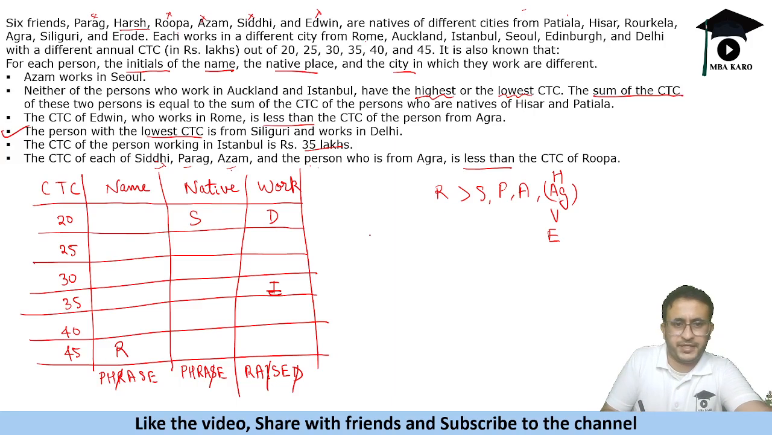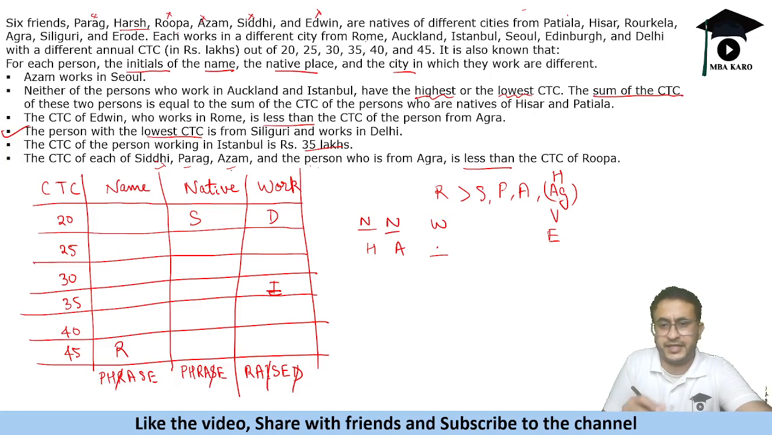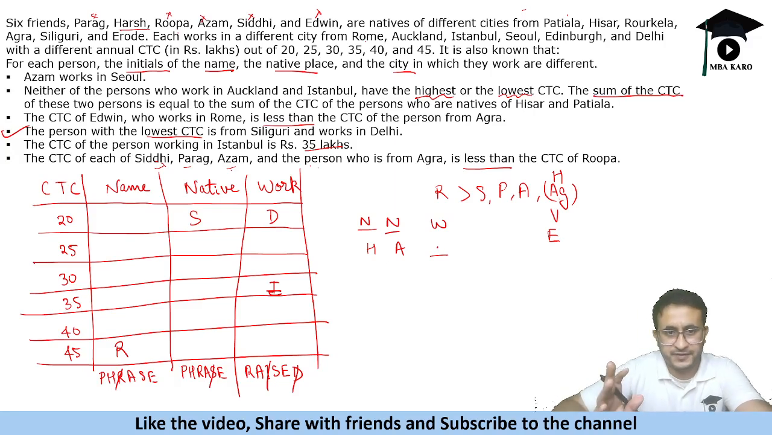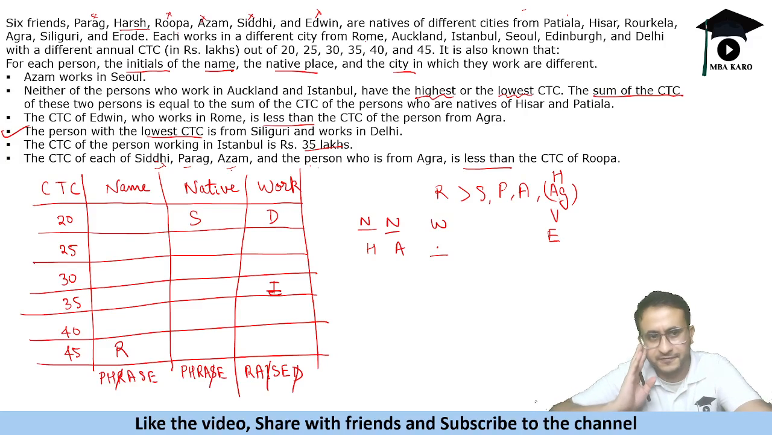So let us make a pair here: Harsh, Agra. Name, native, and work. So Harsh is from Agra. Okay, we do not know his workplace. So what we know is the city has to be different.